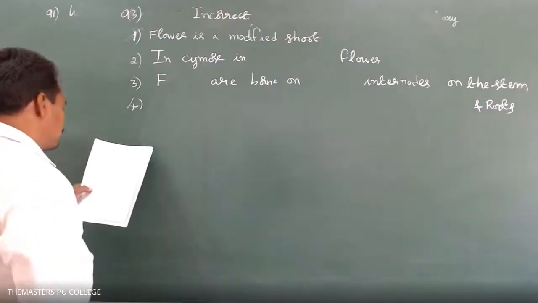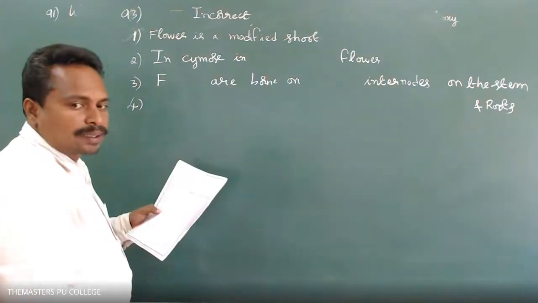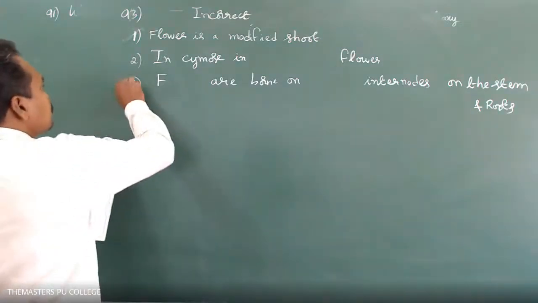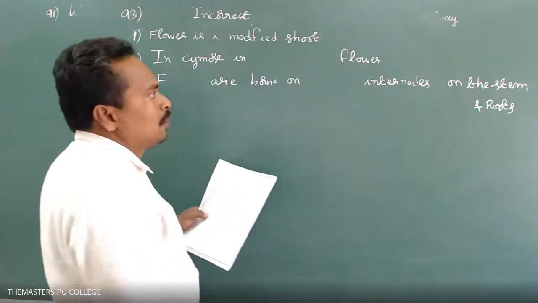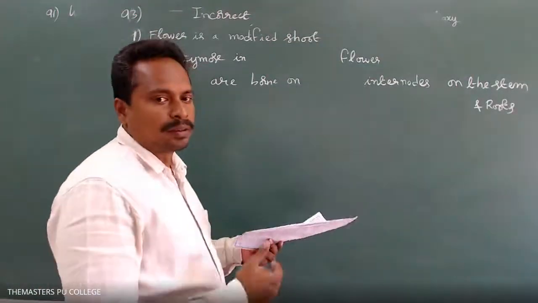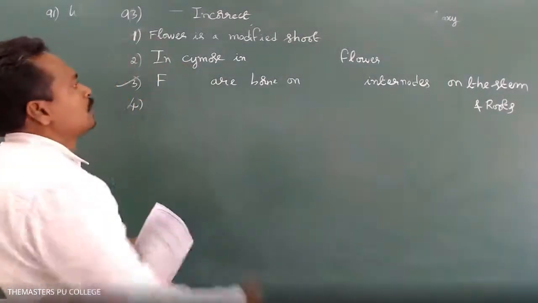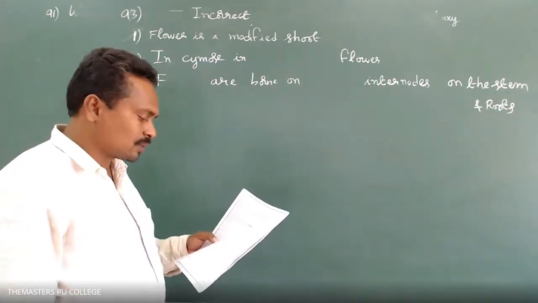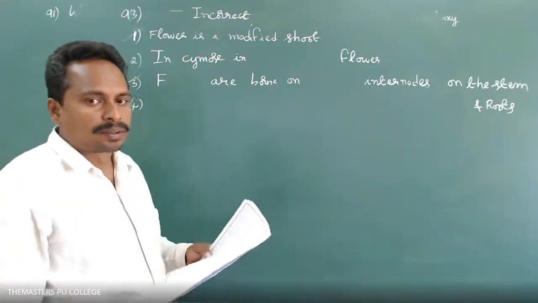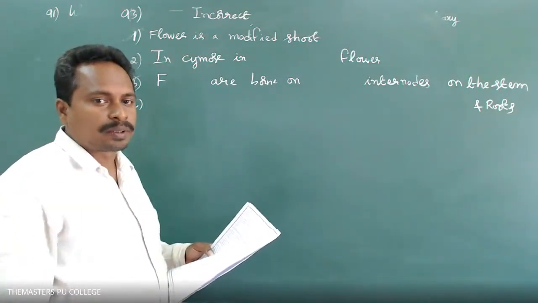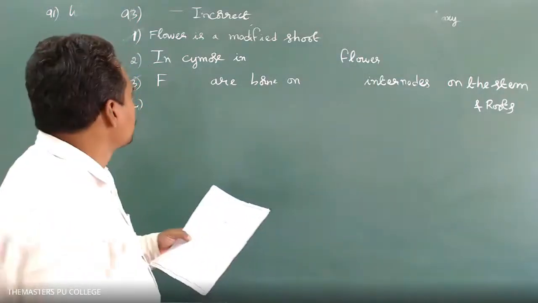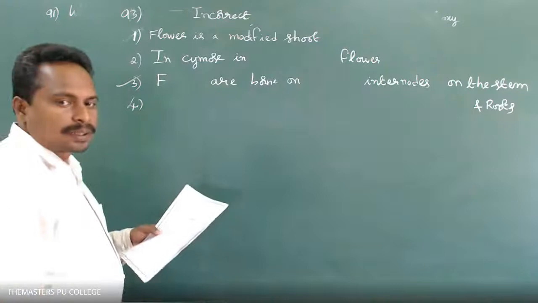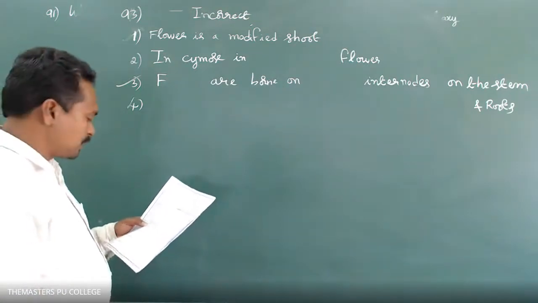Sir, option 3. When a shoot is transformed into a flower, the flower is always solitary. Very good. The third option is correct. Why is it incorrect? The flowers are borne on successive nodes on the stem and branches, not on roots. The root is not involved in the formation of flowers. So the third one is the answer. It's an incorrect statement, right?